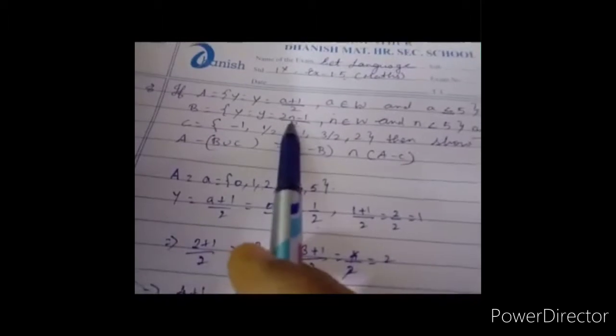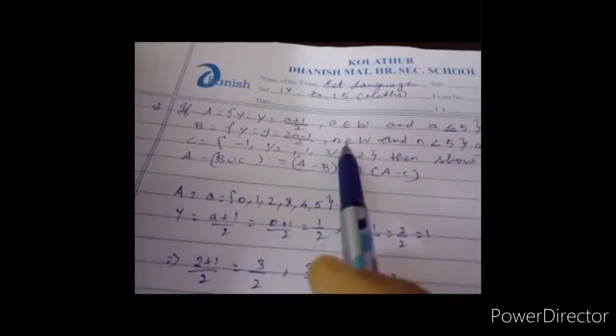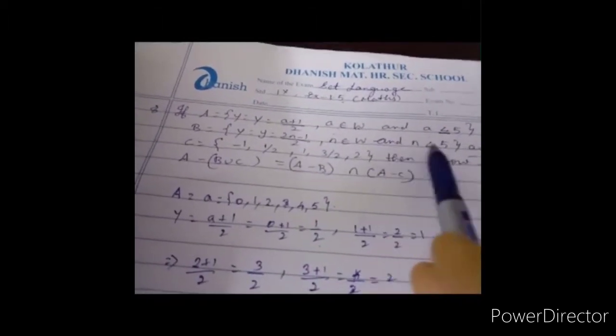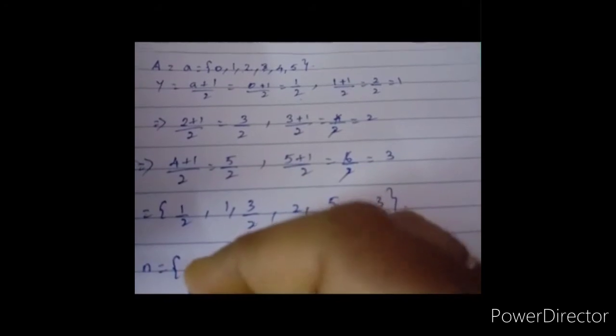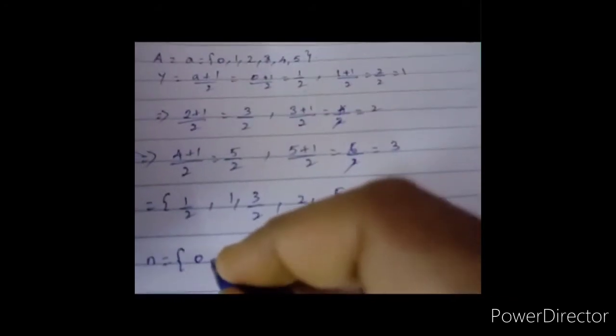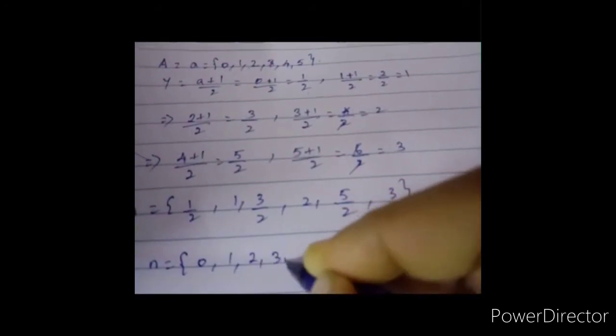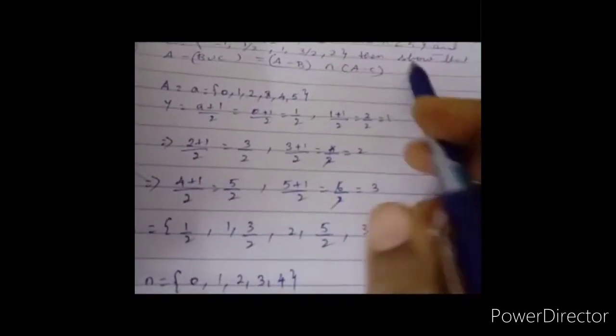Now, in the same way, write the set B. B is equal to y, where y is equal to (2n - 1)/2 and n belongs to W and n is less than 5. Therefore, n is a whole number, as you know very well. It starts with 0: 0, 1, 2, 3, 4. We have to stop with 4 because here n is less than 5.